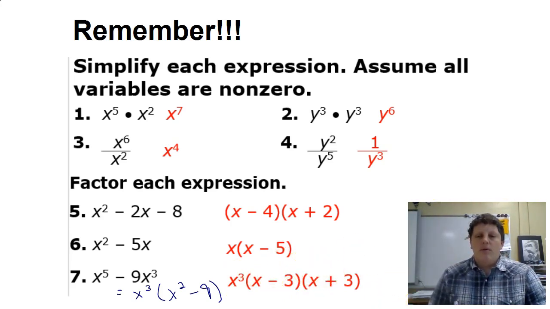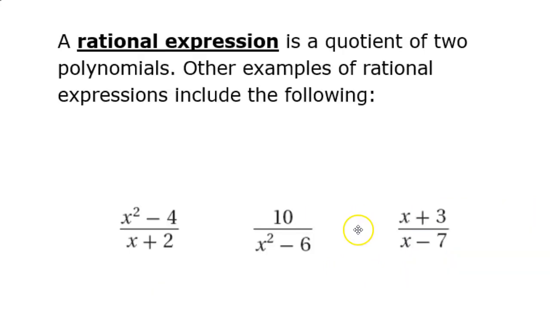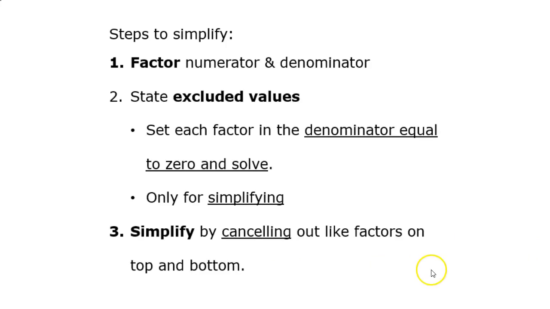So that's just a quick review of some things before we get started. We need to know that a rational expression is basically just a fraction with polynomials that include variables in the top and the bottom of the fraction. So they're going to have some special qualifications, some special things for us to think about as we work with these problems. The steps to simplify are fairly simple.